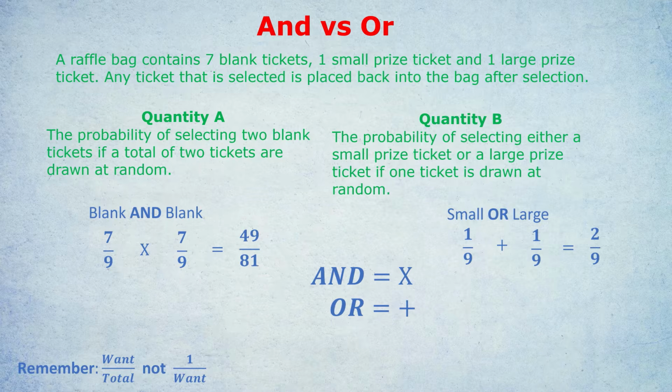How do I know it's more than half? Because 49 is more than half of 81. Quantity A is definitely going to be bigger than quantity B, which is 2/9, way less than a half. So in this case, quantity A is bigger.